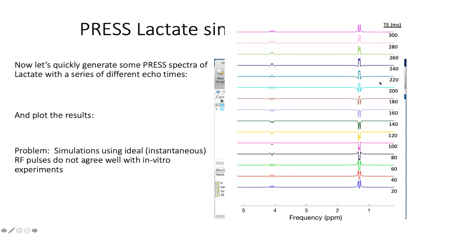Now, the simulations that I've shown you so far are all done using ideal RF pulses, meaning that the RF pulses are assumed to be instantaneous. But we know that these types of simulations don't agree well with in vivo experiments, because in vivo the RF pulses are not instantaneous, they have a shape to them. And so we need to take this shape into account, and the chemical shift displacement that's associated with the RF pulses, in order to do accurate simulations. And that's what I'm going to show you next.